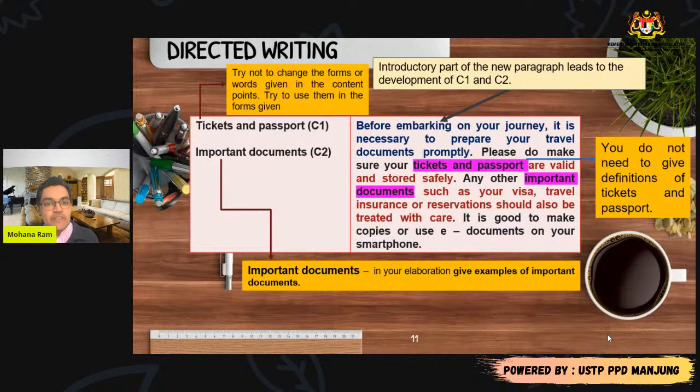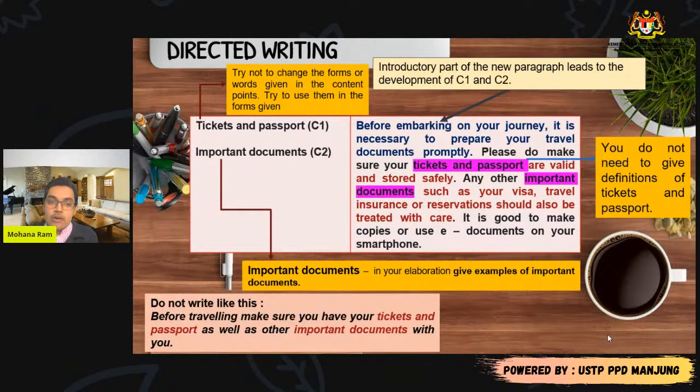They would write the definition of tickets and passport. Some students do not know how to elaborate, so they write the definition of passport. Passport is needed when you want to travel to another country to show or prove that you are a citizen of a certain country. Now, you do not need all that. You do not need to give a definition for this.